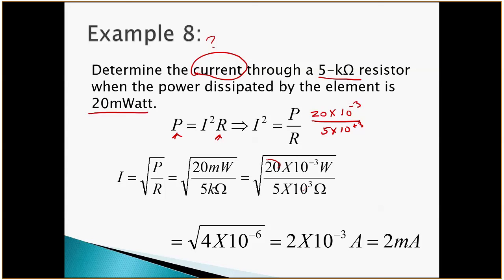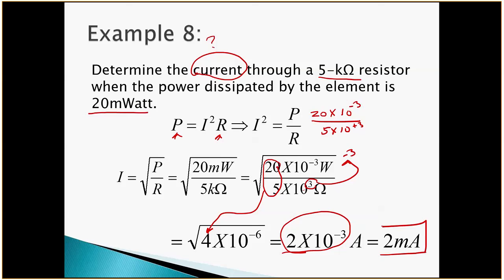20 divided by 5 is 4. I take the plus 3 down here, bring it on the top, and make it a minus 3. So that's 4 times 10 to the minus 6. Square root of 4 times 10 to the minus 6 is 2 times 10 to the minus 3. 2 milliamps worth of current.